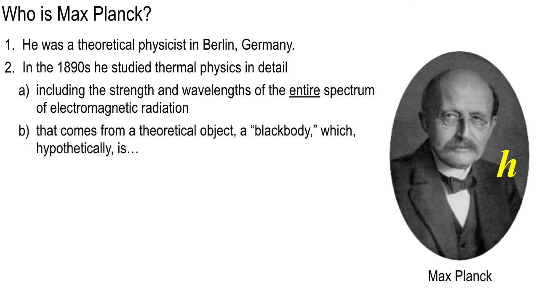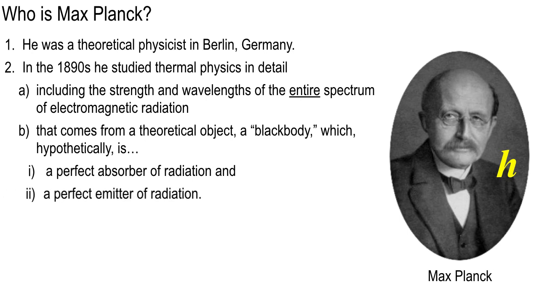Now, there's a theoretical object called a black body that he was studying. Hypothetically or theoretically, a black body is an object that's a perfect absorber and a perfect emitter of radiation. Okay, and that was a black body alarm going off over there somewhere. Okay, so a black body is this kind of theoretical, idealized object.